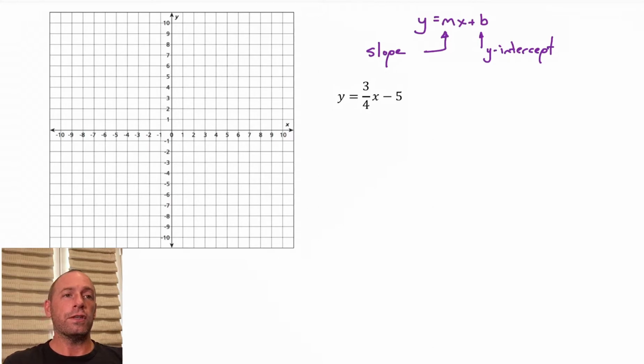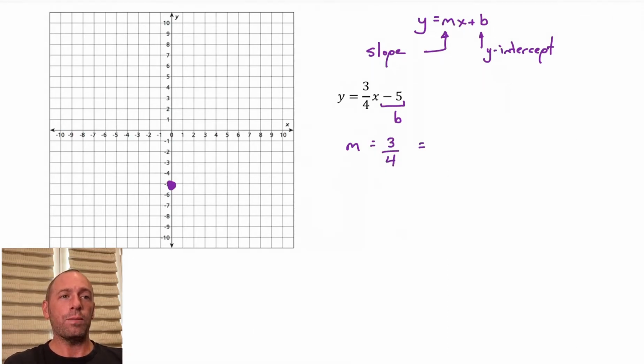So in this first example, the first thing we need to do is ask ourselves, is it in slope-intercept form? And it is. That means we can pick off b, the y-intercept. So we are going to plot where the line crosses the y-axis. The slope is 3 over 4.